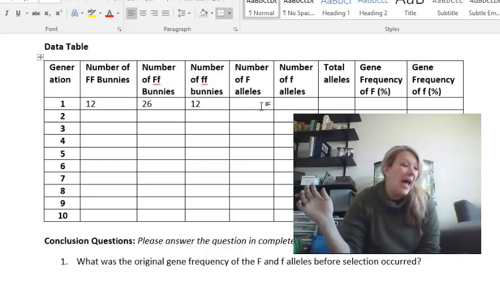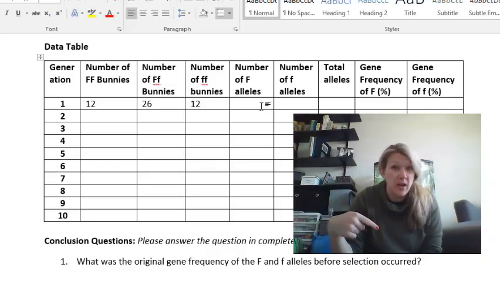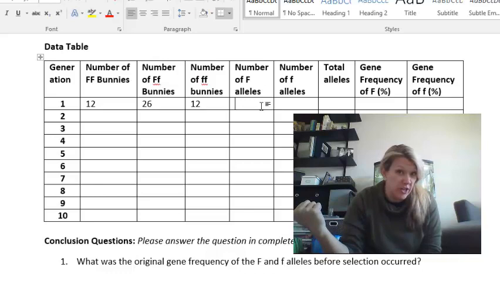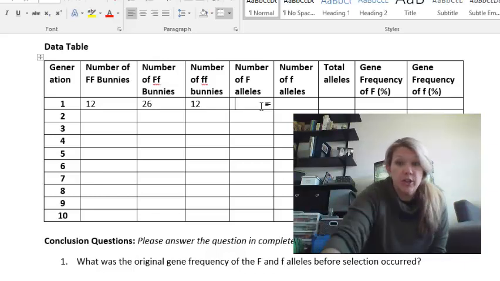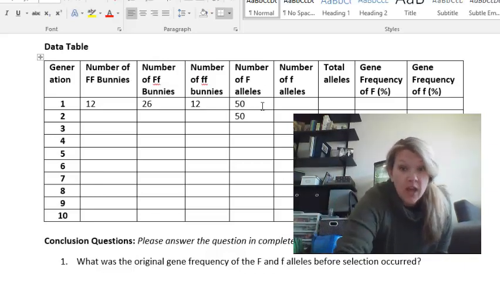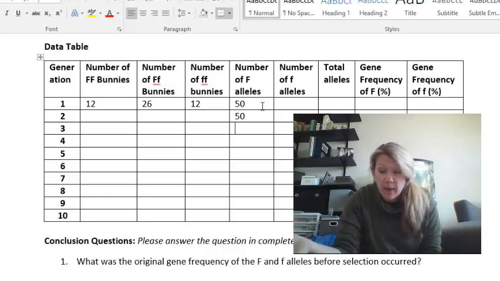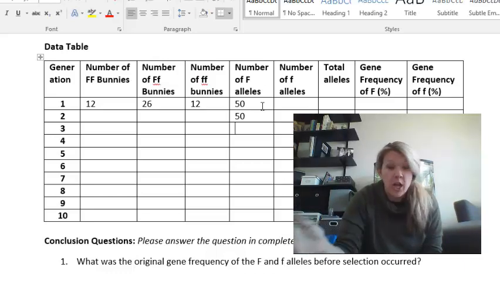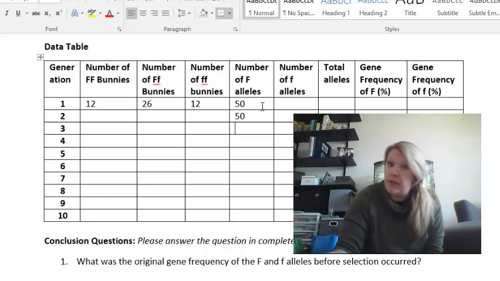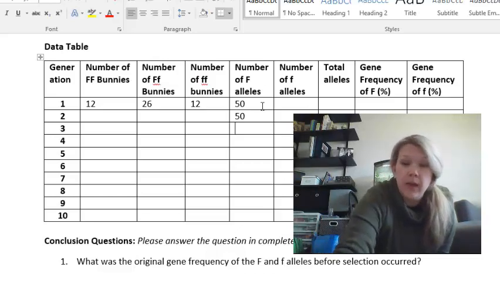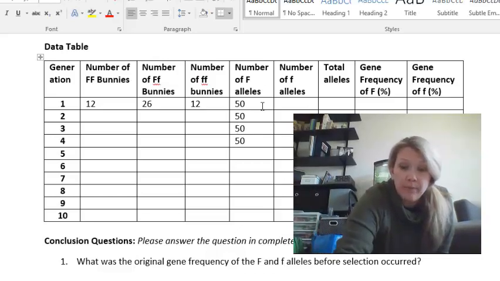I didn't take any of my red Legos out of the population. So my number of dominant alleles should be 50 every single time. Now that's not entirely true in real life, because in real life, bunnies can come in, bunnies can leave the area or the population. This isn't exactly true to real life, but it's pretty close. So I'm just going to keep going.